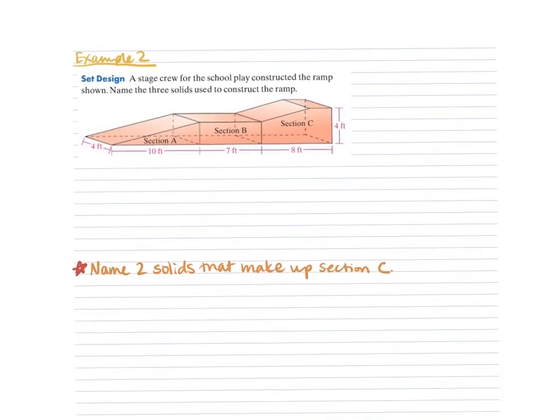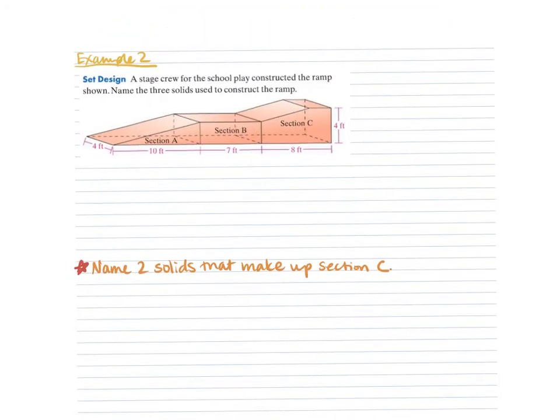Example 2 shows a set design. A stage crew for the school play constructed the ramp shown. Name the 3 solids used to construct the ramp. Well, let's look at this solid here. This one. And we can see that this shape here is a triangle. This shape here is also a triangle, and they are parallel. So this is a triangle, and they're connected. Their vertices are connected. So this is a triangular prism.